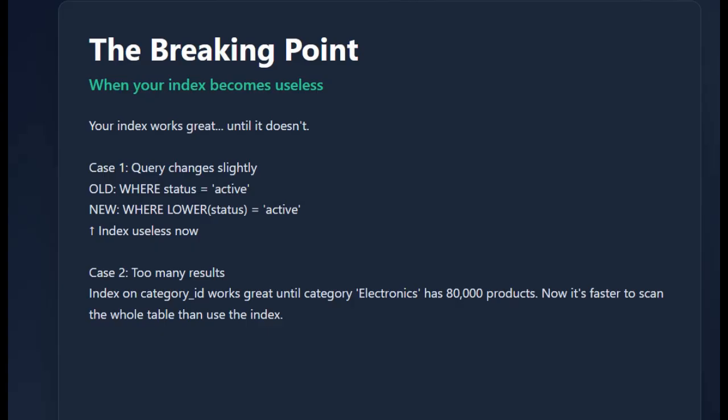Case 2: too many results. Your index on category ID works great until your electronics category has 80,000 products. Now it's actually faster for the database to scan the whole table than to use the index and fetch 80,000 rows.